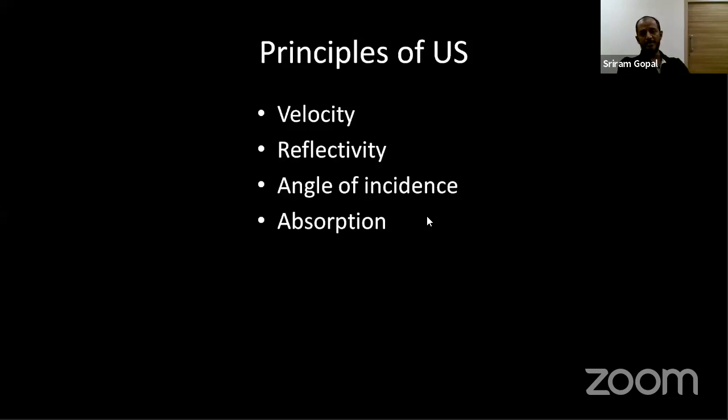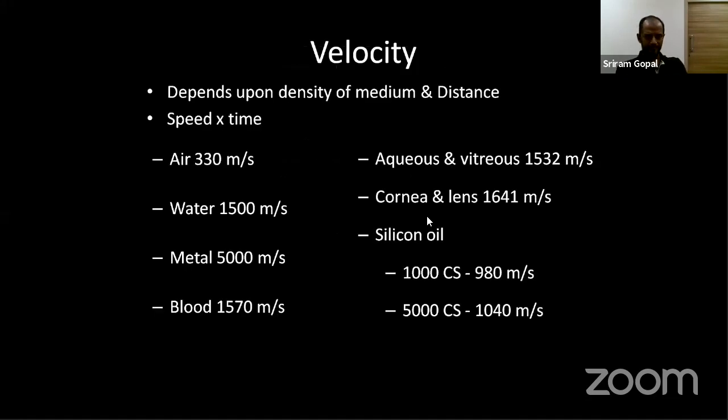There are four main things we should be worried about in ultrasound. First is the velocity of the sound used. Second is the reflectivity of what you're trying to study. Third is the angle of incidence, and fourth is the absorption. We'll take these one by one.